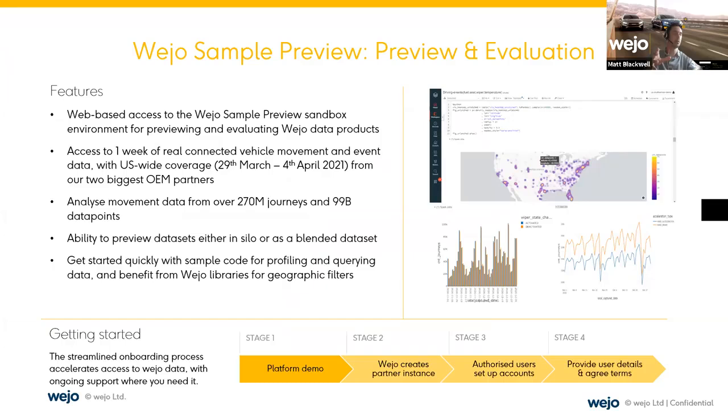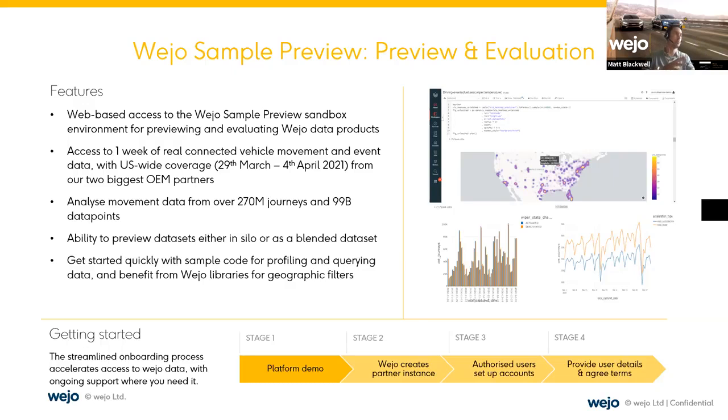And to put that into context in terms of scale, you would have access to 1 week of actual connected vehicle data from the 29th of March to the 4th of April from 2 of our biggest OEM partners. Now, in terms of numbers, that equates to around 99 billion waypoints and about 270 million journeys. And that is right across the US, so it's not geography specific.